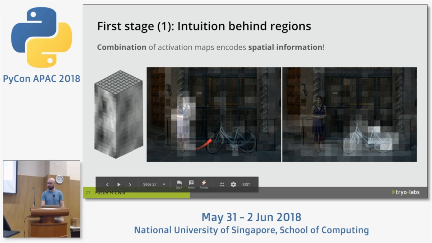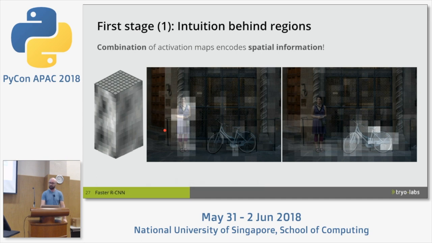And then I did that for the 500 and something filters that I had for this image, and I combined them all. So I went through 500 filters. I took the ones that activate in the regions that I'm interested in, myself, knowing what kind of object I want to detect. And I did that for the woman, and I did that for the bicycle.